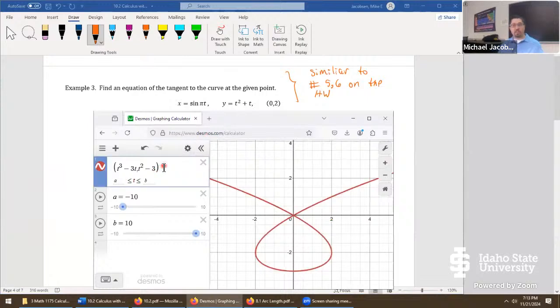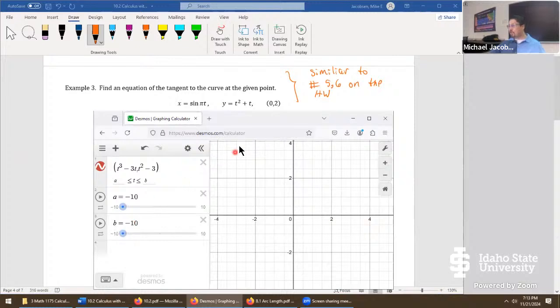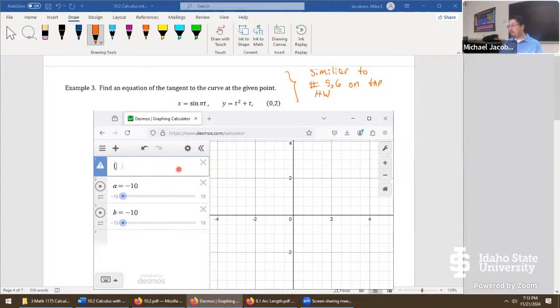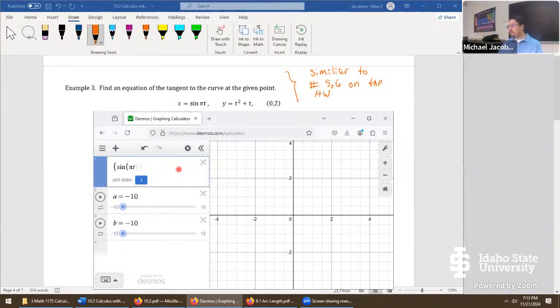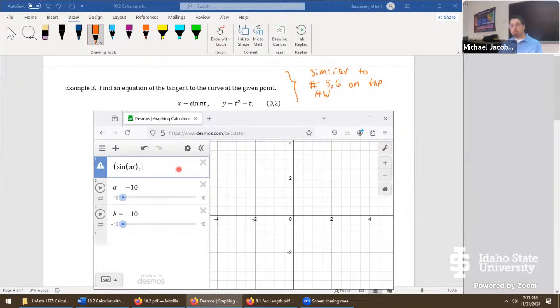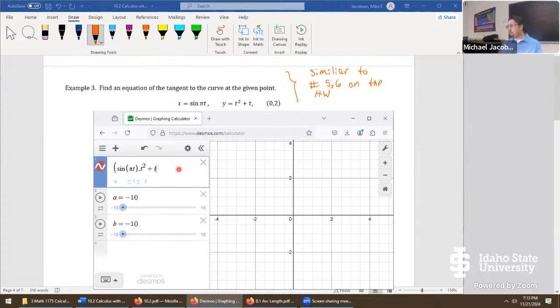So step 1, just put all that information in. I'll move the slider to the left because it is instructive to see how the curve is swept out as the parameter increases. So we'll have sine pi t, comma, t squared plus t. And now, looks like that's all put in correctly. Increase this bottom value. This is like increasing the parameter t. And we get, hopefully, something.